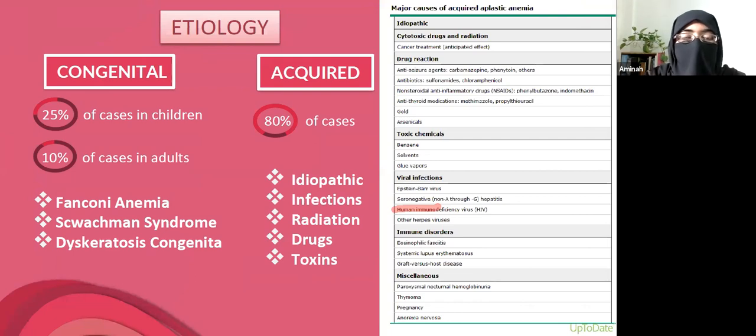So in 80% of cases, aplastic anemia is acquired, and in 60% of that, it's idiopathic, meaning that they cannot specify any particular cause. Other times, it could be due to infections such as viral infections like Epstein-Barr virus, HIV, and so on. It could also be due to exposure to ionizing radiation and to certain drugs such as those listed here. Toxins and chemicals can also lead to aplastic anemia.